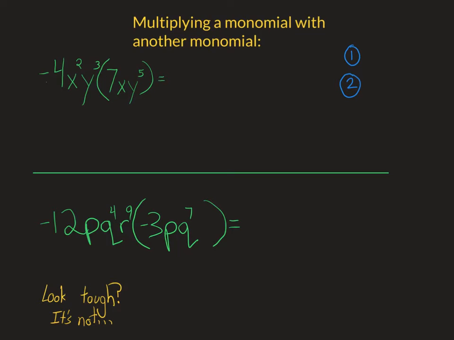Okay, step one I've got over here on the right. Just multiply those coefficients. There's nothing going on there that's out of the ordinary. So we've got that -4 and 7. That's just -28. Straight up multiplication like you'd always do. Step two.